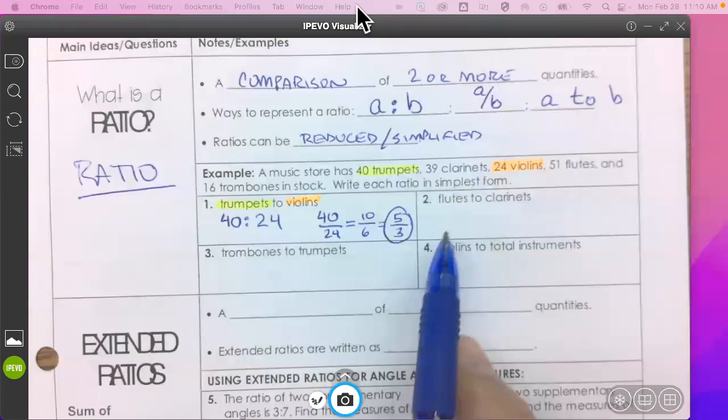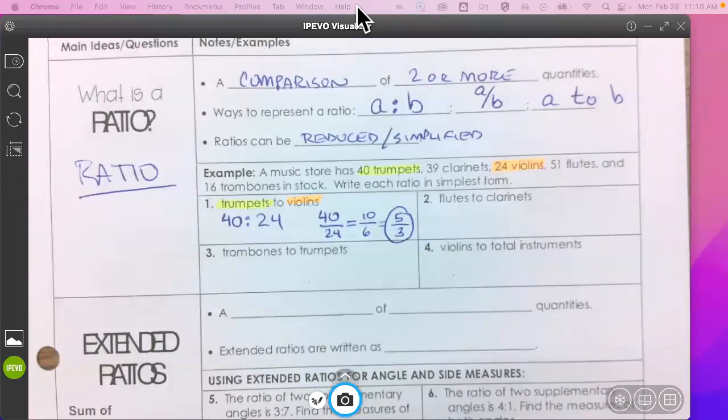And part of your homework will be to finish these other 3 problems doing the same thing, establishing what the ratio is, reducing it to its lowest form. Any questions on using ratios to simplify and come up with the simplest ratio?